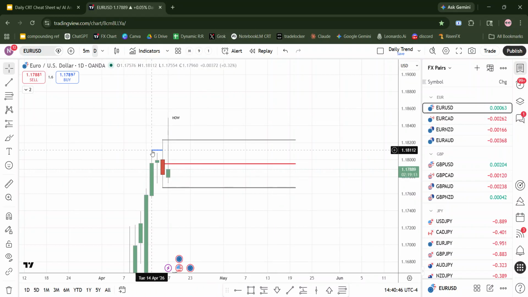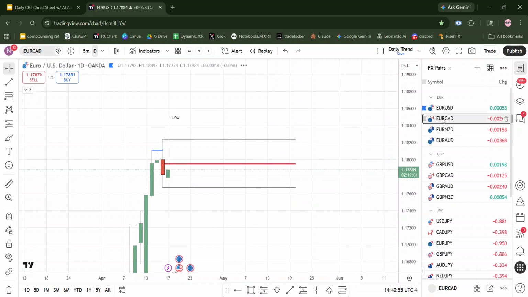So I got a sweep here. Okay. A sweep at that level, then price is starting to close inside of it. So on Monday, I would expect price to move to the downside. Doesn't mean it will, but that's what I'd be looking for.